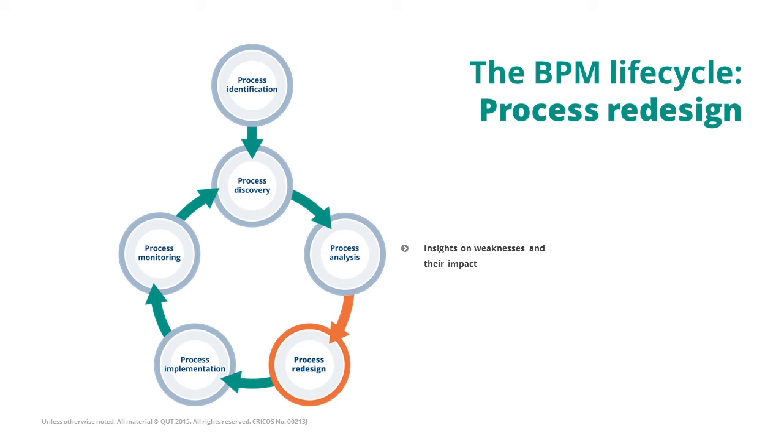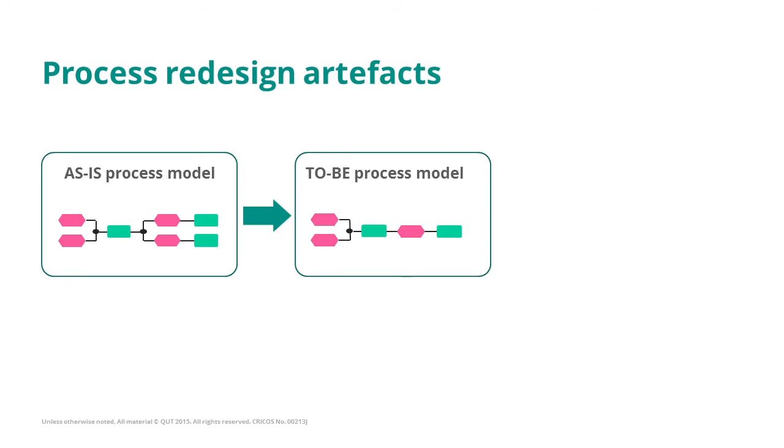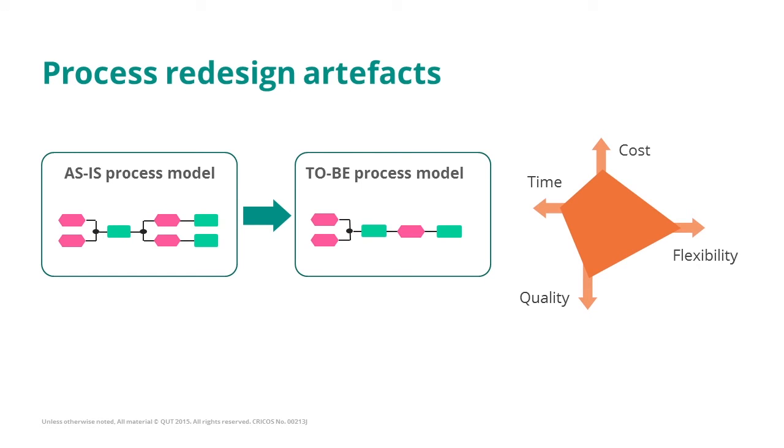In this phase, the goal is to take the as-is process model and the insights and weaknesses that we identified in the analysis phase and to come up with a to-be process model. In other words, we want to go from as-is to to-be in order to address certain quantified weaknesses in the process. Redesign is about making trade-offs between different performance dimensions, four of which that we will see are cost, time, quality, as well as flexibility. We will see that the art of redesign is to try to improve along one of these dimensions without affecting too much the other dimensions.